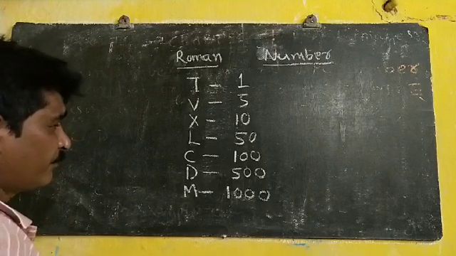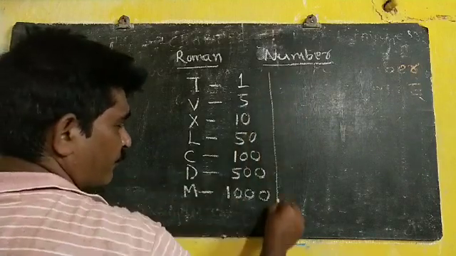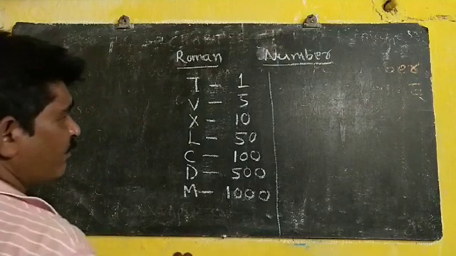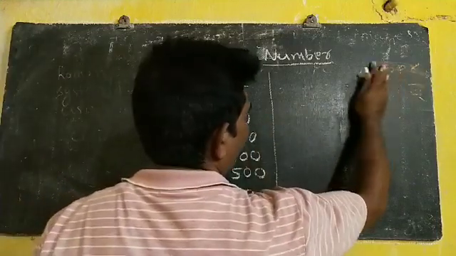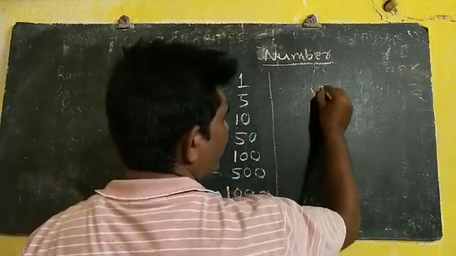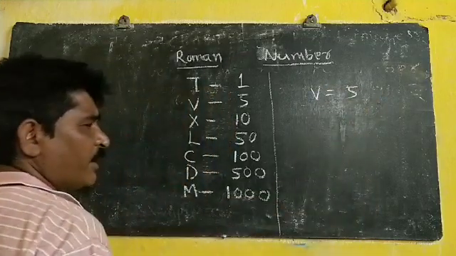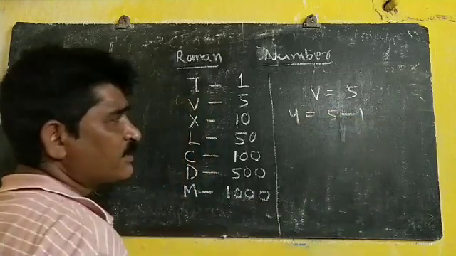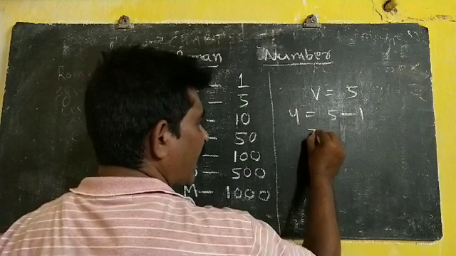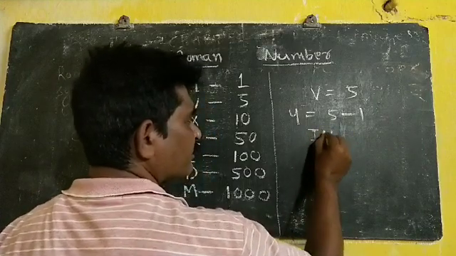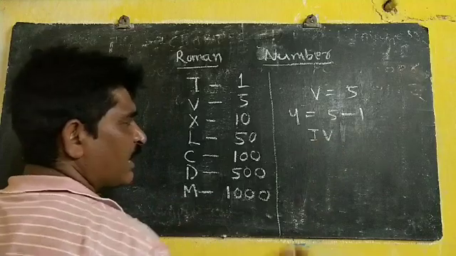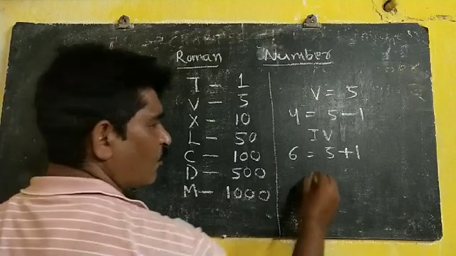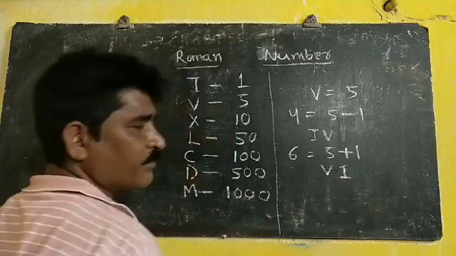So, these are the numbers. And besides that, I want to say one more property of these numbers. Suppose we know that V equals 5. Now, 4 we have to write. 4 means 5 minus 1. So, we are writing IV. This side is minus. Okay. Similarly, 6 we have to write. 5 plus 1. We are writing VI. Okay.